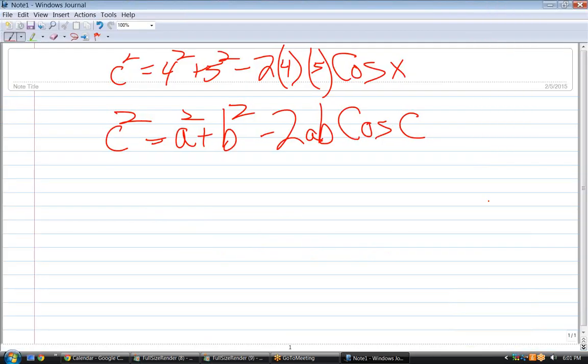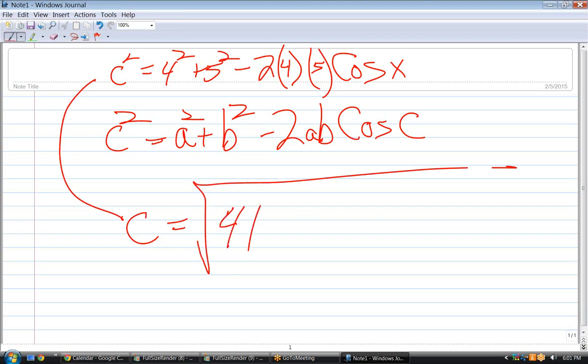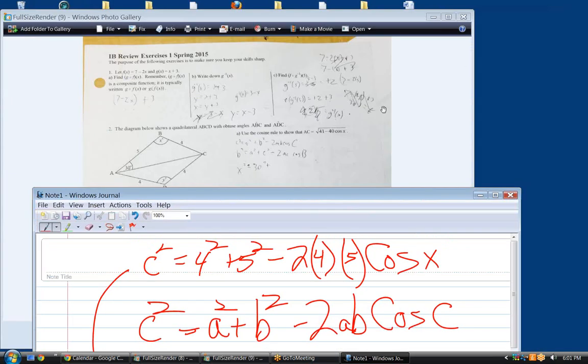Oh, okay. I see where I messed up. So now, if we start from there and take the square root of both sides, we get the square root of 16 plus 25, that's 41, minus 40 cosine of x, which is what they wanted us to prove that it was equal to. Yes. Okay, that makes more sense.